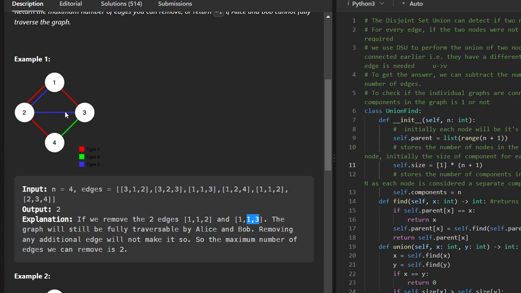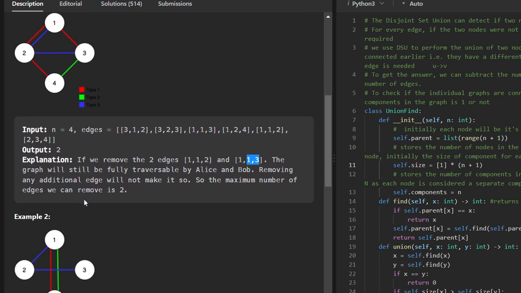Now come to Bob. Again, consider type 3 edges are already there. So 1, 2, and 3 are connected. I am Bob, so I will need a green edge. You can see the green edge connects 3 and 4. So there's no edge which I can remove for Bob. For Bob, no green edge will be removed because that is the bare minimum we need to traverse. So only the red edges connecting 1 and 2 and 1 and 3 will be removed, which are type 1. So only two edges can be removed.